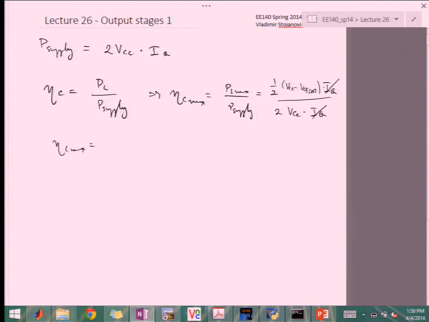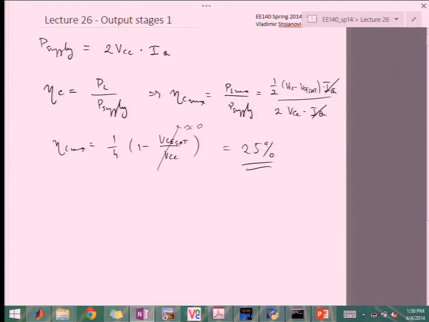So in this case, we can cancel these two, and what's left is 1/4 times (1 minus VCE sat over VCC). Now, VCE sat is a lot smaller, like 0.2 volts, compared to VCCs of around 5, 10, or 12 volts. So this term is really negligible. So the best you can do in these topologies is to deliver about 25% of the overall supply power to the load.